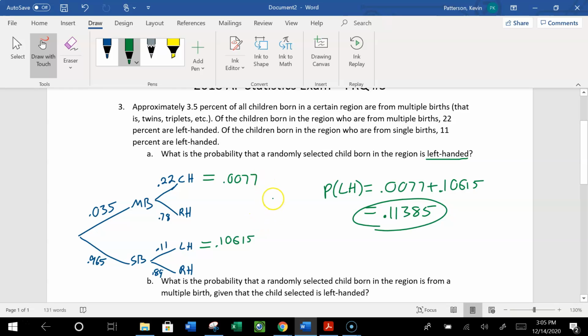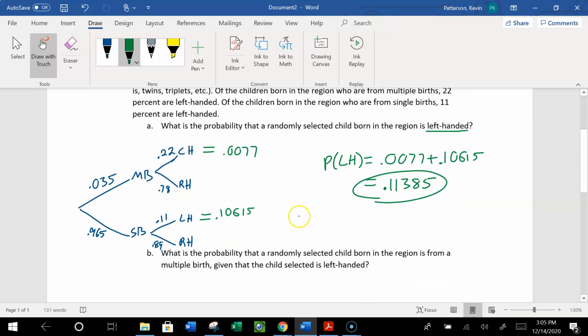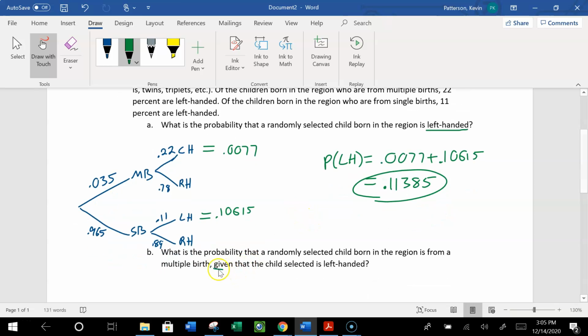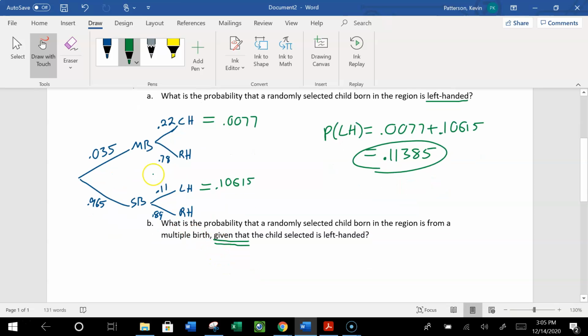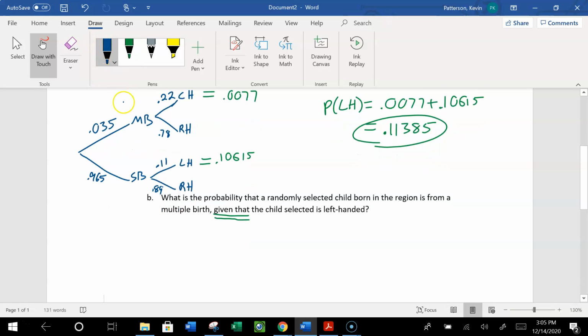Let's take a look at part B. Okay, what is the probability that a randomly selected child born in this region is from multiple births, given that the child selected is left-handed? So I teach my students anytime they see the words given that, let's rewrite it with the proper notation. Remember, given that is a giveaway for a conditional probability.